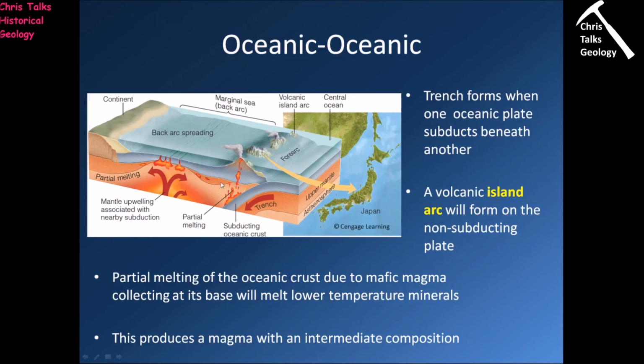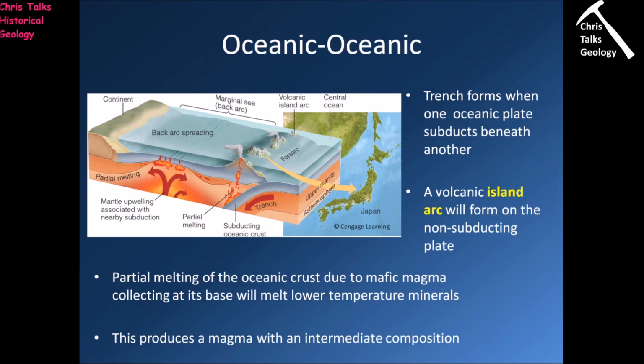So the oceanic crust is made of basalt, and the magma here is also mafic. So it's the same composition. However, the oceanic crust here is cool. The magma is hot, and so the magma starts to heat up the oceanic crust, and it melts it a little bit. It doesn't melt a lot, just a little bit. And so we melt a very, very small quantity of the oceanic crust. So we melt the lowest temperature minerals.